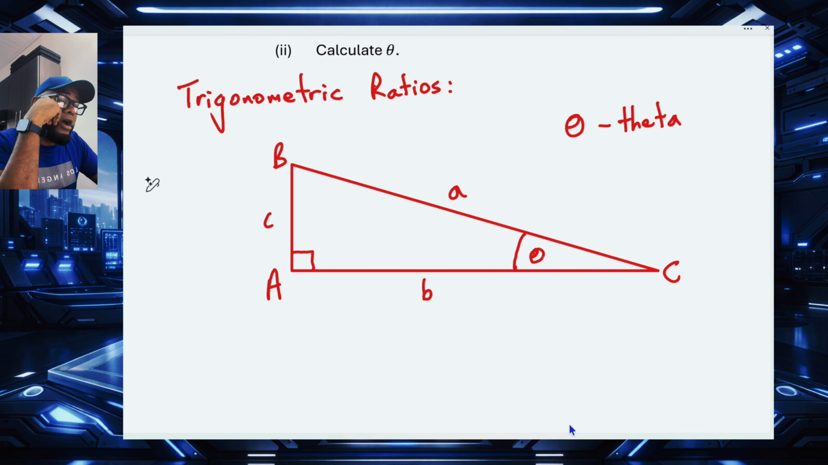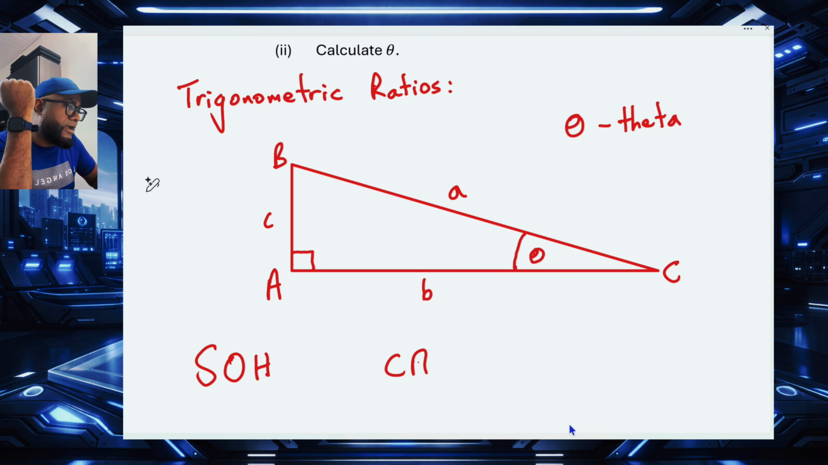Everybody good there? Now, they want me to find theta. So in order to find theta, we apply one of the trigonometric ratios, right? What are my trigonometric ratios? I call them SOH CAH TOA, right? So you'll remember.